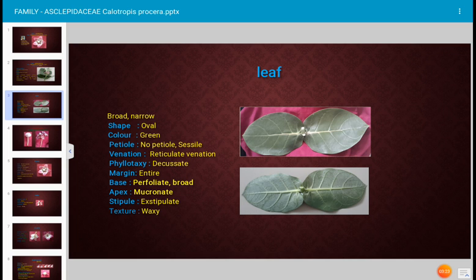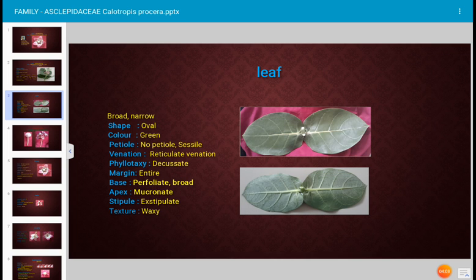In the Calotropis leaf, the apex is mucronate. What is mucronate? Mucronate means the leaf apex ends abruptly in a sharp point. Such a leaf apex is described as mucronate. And in this leaf, stipule is absent. What is stipule? A small leafy structure that occurs at the base of the leaf is called a stipule. But in Calotropis procera, stipule is absent. When the stipule is absent, such a leaf is taxonomically described as an exstipulate leaf.